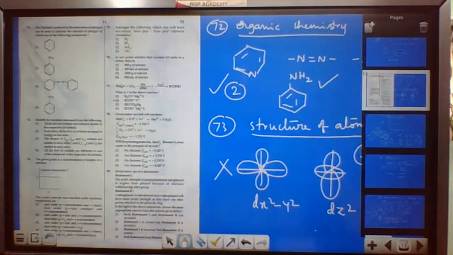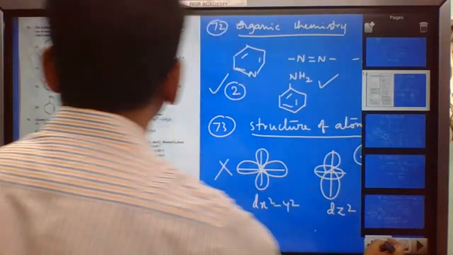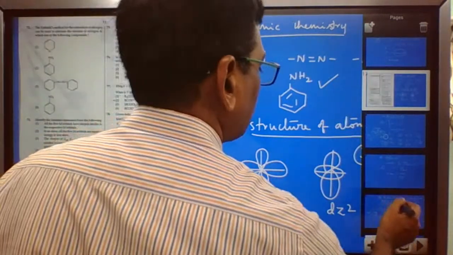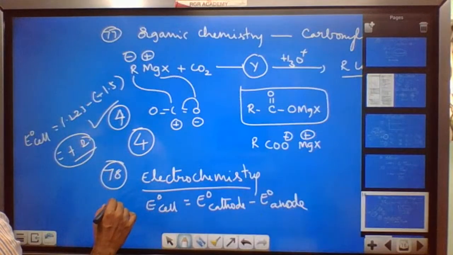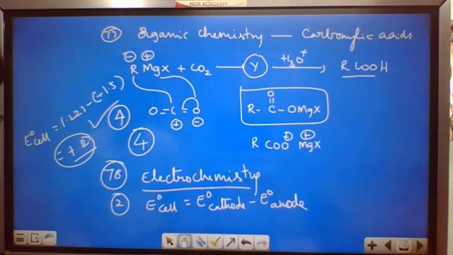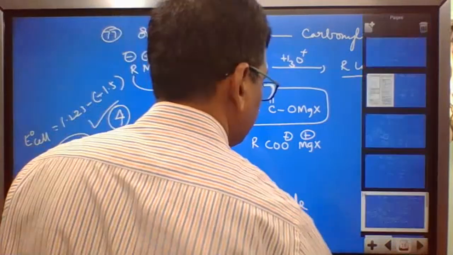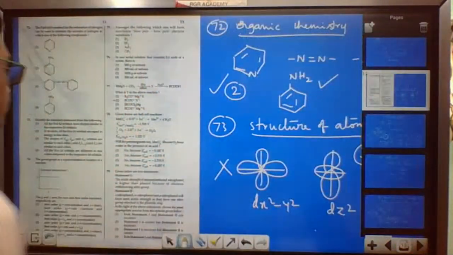Will the permanganate ion MnO4 minus liberate O2 from the water in the presence of acid? Yes, it liberates because E0 value is plus 2.733. So 78 option is 2. Clear? Next, coming to the next one.